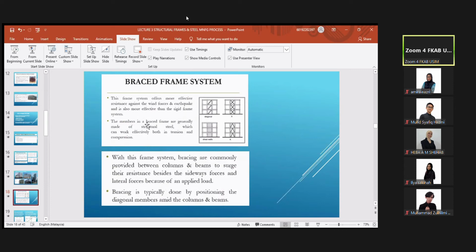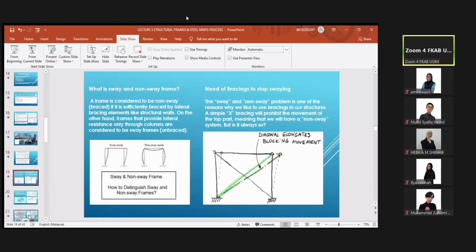Okay, these members in a braced frame are generally made of structural steel, which can work effectively both in tension and compression. With this type of frame, bracing is commonly provided between columns and beams, to resist sideways forces and lateral forces because of applied load. That is lateral load. Bracing is typically done by positioning diagonal members amidst the columns and beams. Okay, and I will tell you the basic understanding of bracing. Now we go to this understanding of bracing.